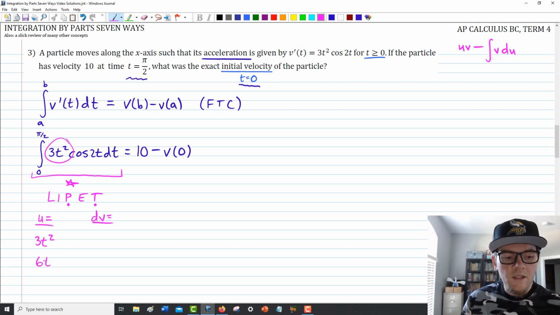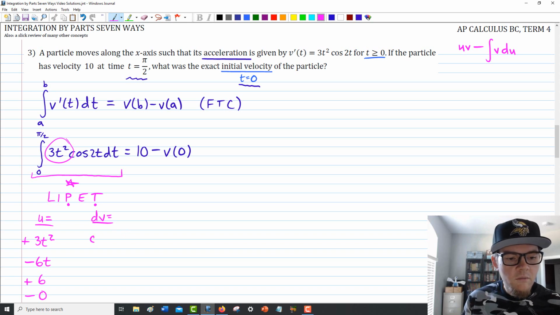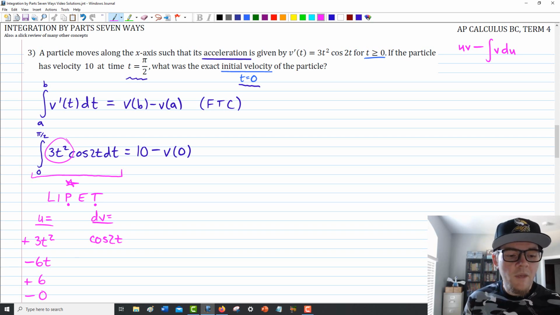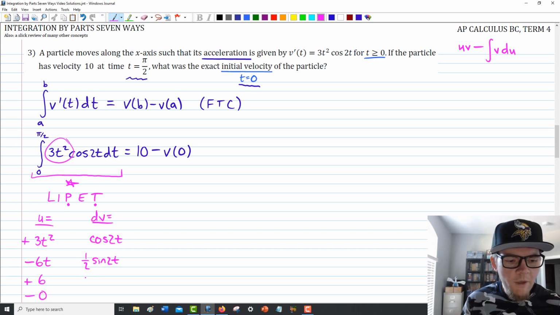3t squared, 6t, 6, 0. We'll go plus, minus, plus, and then the sign doesn't really matter on 0, but I like to be complete. As far as dv, we're going to have cosine of 2t. I will admit this is usually the spot where mistakes happen. It's easy to have that happen. So I'm going to think about it in terms of differentiation. What function has derivative cosine? That would be positive sine. So this will be sine of 2t, but because of that 2, we need a 1/2 to counteract the chain rule's multiplication by 2. Then we go one more step backward. We'll get negative 1/4 cosine of 2t, and then we'll get negative 1/8 sine of 2t. You can see I'm almost running out of space, but we're going to make this work.